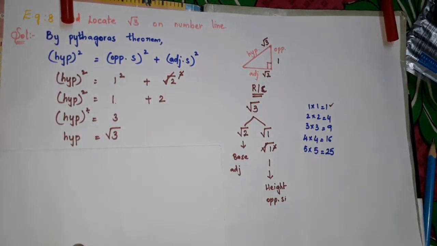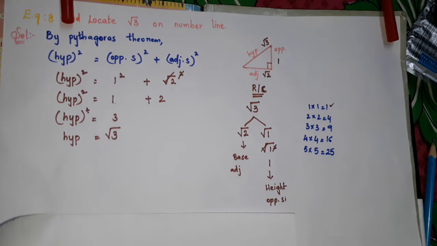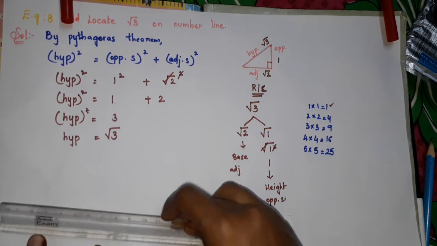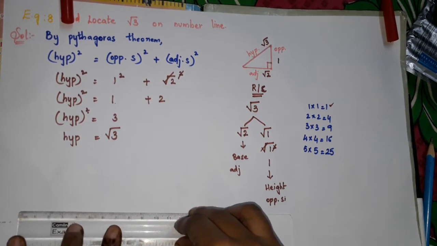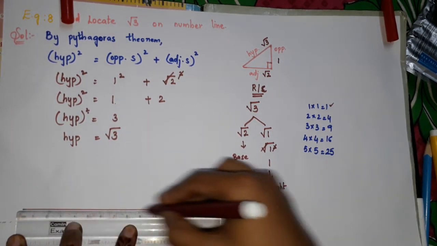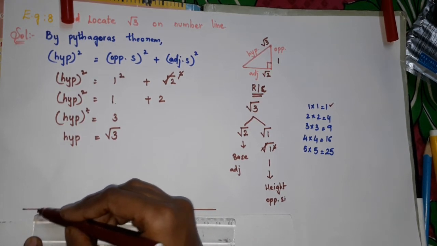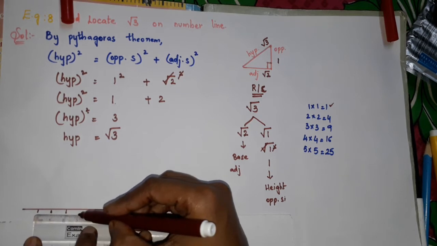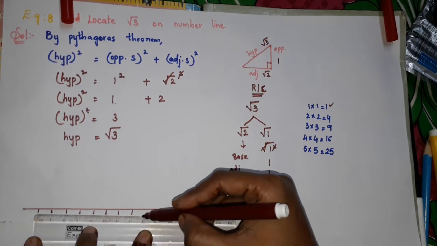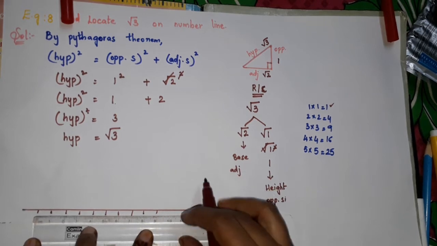Now see here, we are going to draw a number line. As you all know, we have to draw a number line. I will be drawing a new number line. At 0 I will leave some space. 0, 1, 2, 3, 4, 5, 6, 7, till here 7, 8, 9. Till here I am going to draw it.